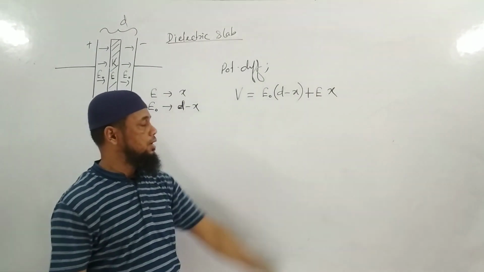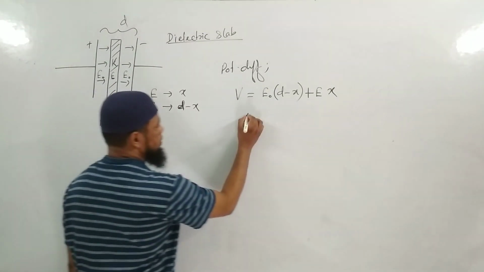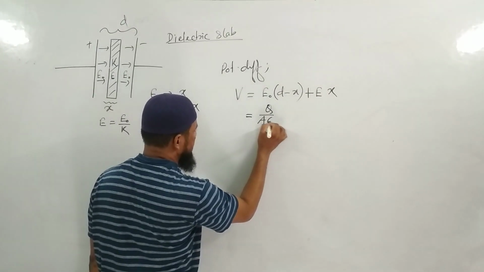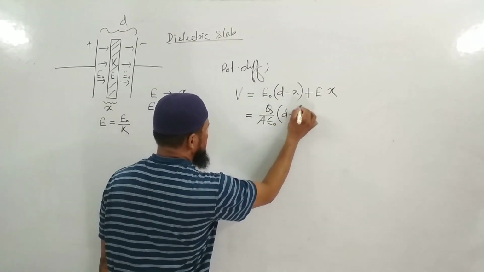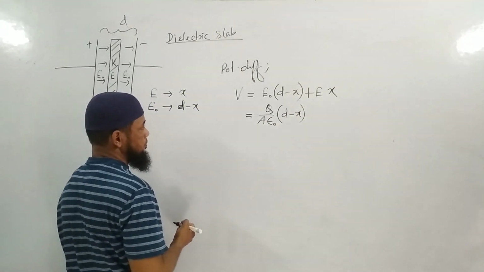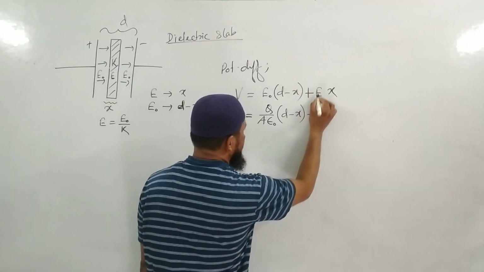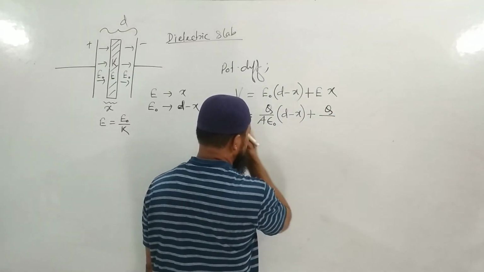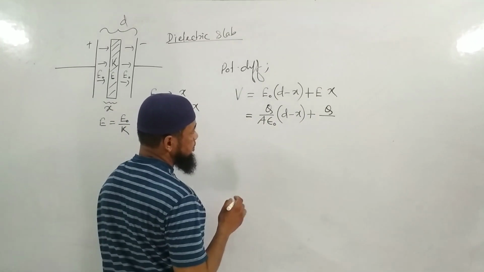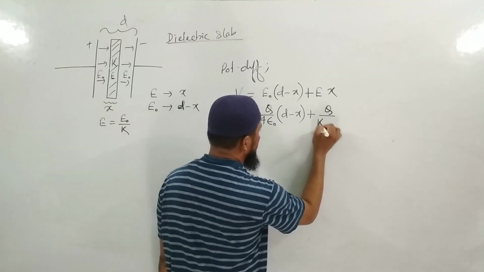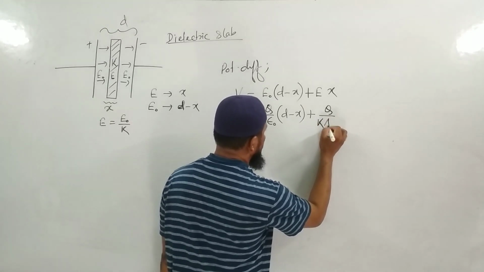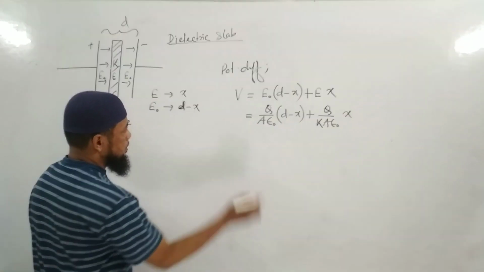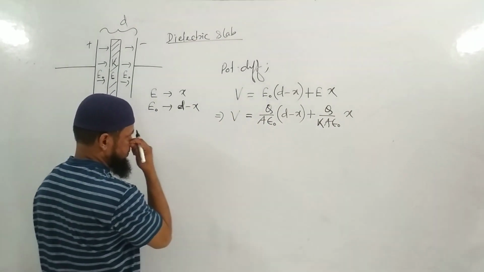If you're not understanding, kindly let me know. E naught is nothing but Q divided by A epsilon naught, into D minus X. And electric field E is nothing but Q divided by K A epsilon naught, into X. This is the potential difference of V volt.